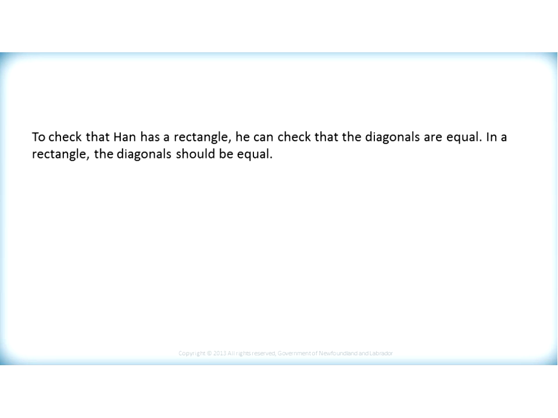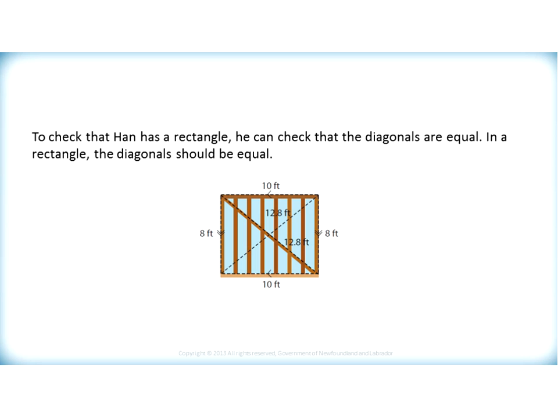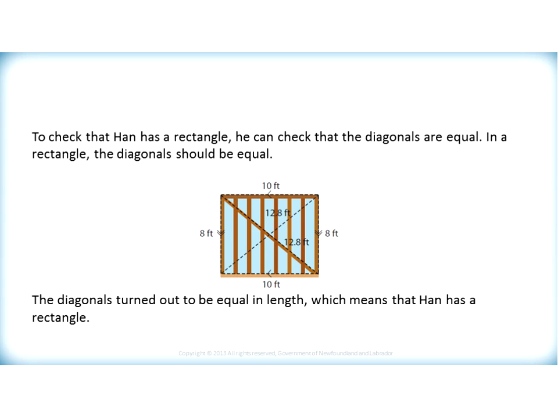To check that Han has a rectangle, he can check that the diagonals are equal. In a rectangle, the diagonals should be equal. So he took his measuring tape, and he measured the diagonals. And he found that each of his diagonals are 12.8 feet. So that means that his lengths and widths, his opposite sides, are equal in length, and his diagonals are equal in length. Well, that is true for all rectangles. So because the diagonals turn out to be equal in length, Han does have a rectangle here.